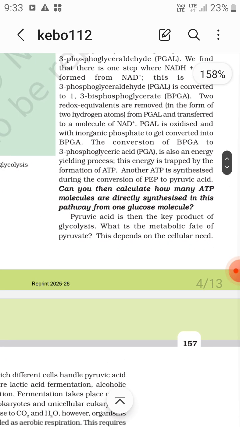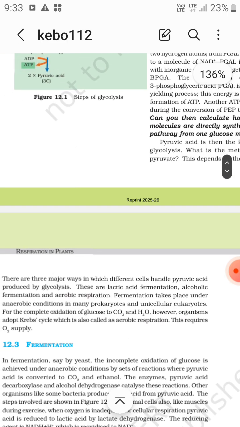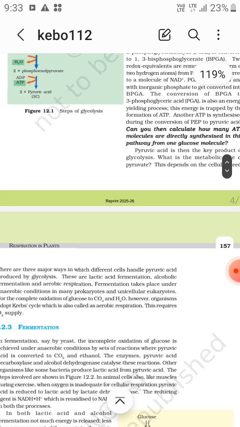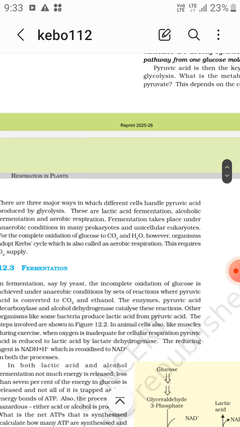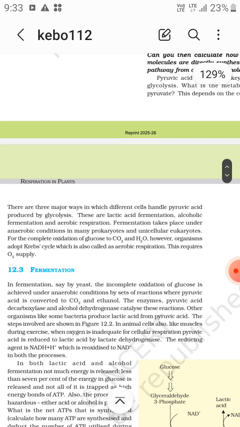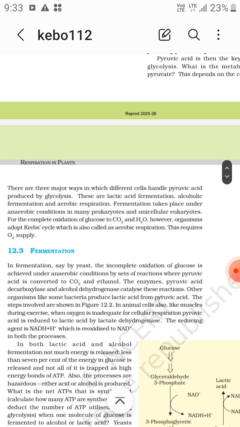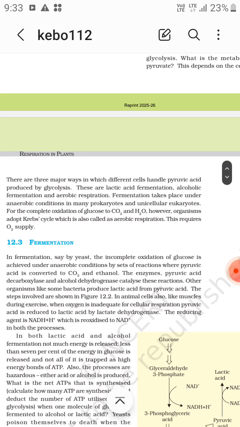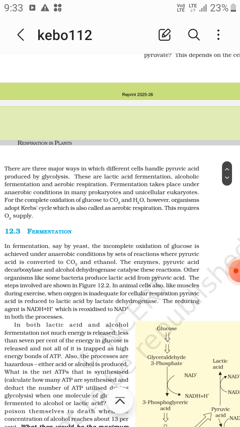What is the metabolic fate of pyruvate? This depends on the cellular need, oxygen, and the type of organism. There are three major ways in which different cells handle pyruvic acid produced by glycolysis. These are lactic acid fermentation, alcoholic fermentation, and aerobic respiration. Fermentation takes place under anaerobic conditions in many prokaryotes, unicellular eukaryotes, and germinating seeds, as given in the summary.